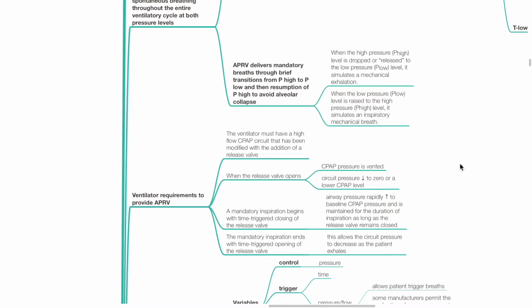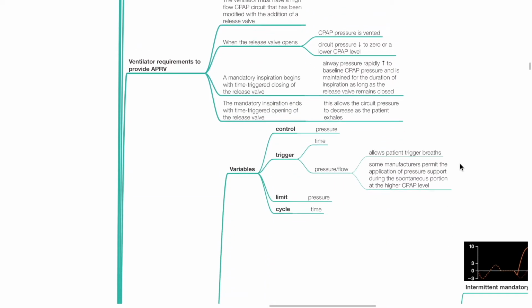The ventilator must have a high-flow CPAP circuit that has been modified with the addition of a release valve. When the release valve opens, CPAP pressure is vented, and circuit pressure drops to 0 or a lower CPAP level. A mandatory inspiration begins when time-triggered closing of the release valve occurs. Airway pressure rapidly increases to baseline CPAP pressure and is maintained for the duration of inspiration as long as the release valve remains closed. The mandatory inspiration ends when time-triggered opening of the release valve occurs. This allows the circuit pressure to decrease as the patient exhales.